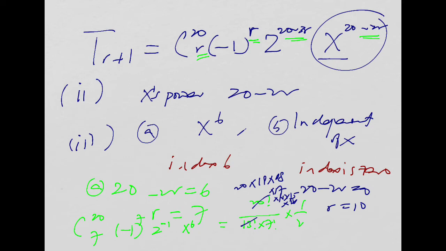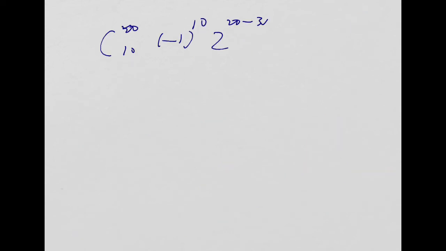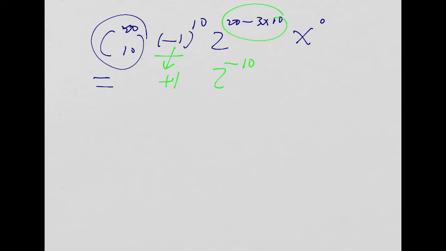So then after that, this is 10. 20C10. Minus 1 to the power 10 is 1 exactly. So this is 20C10 times 2 to the power 20 minus 3 times 10, then you have this X0. X0 is what? 1. So this is 20C10, you just press the calculator. This is plus 1. This is 2 to the power minus 10. Then you just need to do this sum. Okay. Understand?